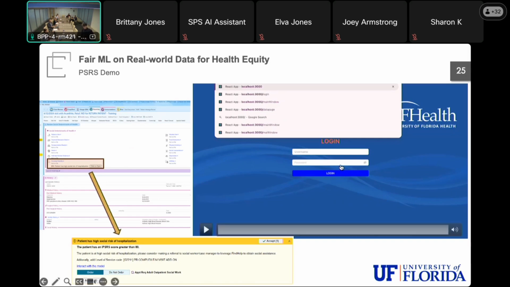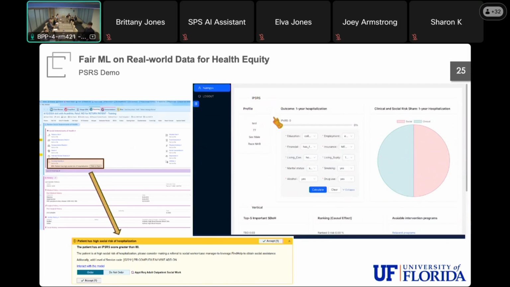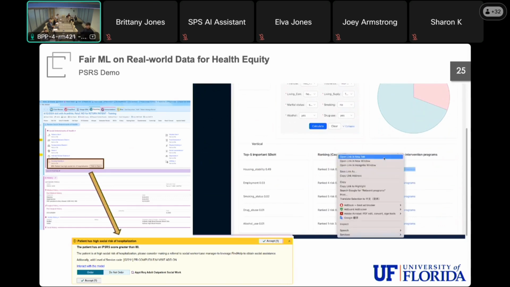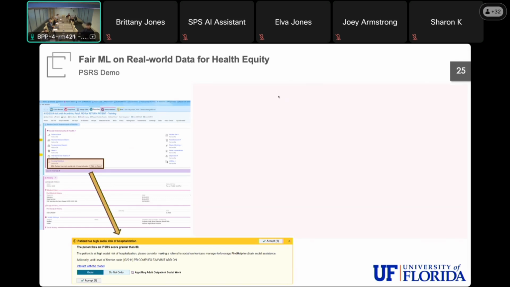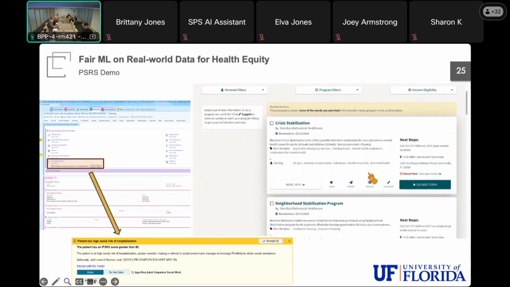And we have also created an interactive website to help the doctor, the provider, and patients know the detailed risk of their polysocial risk score, and to pop out the top 5 important SDOH for them, and then link the relevant programs to refer to the patients. Okay, that's an ongoing project.